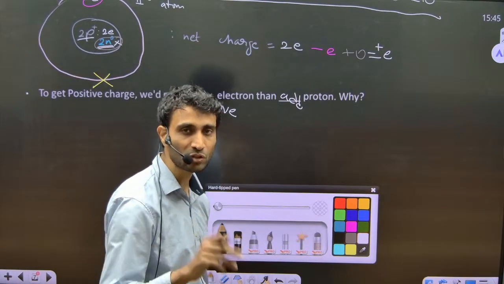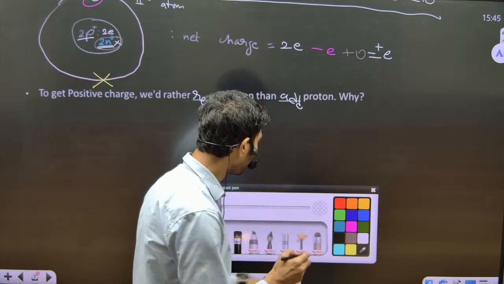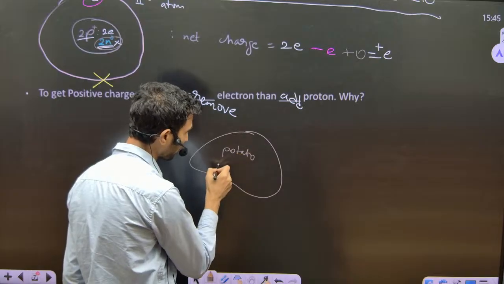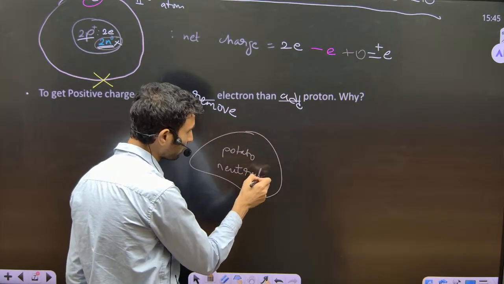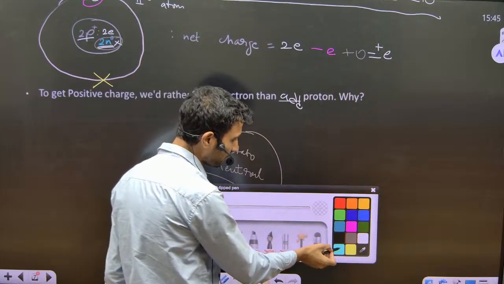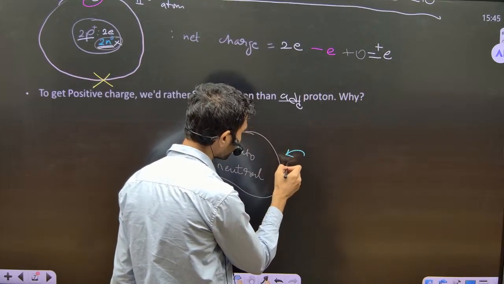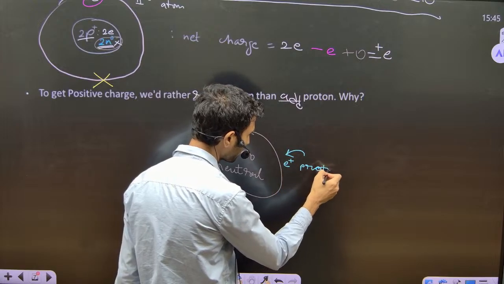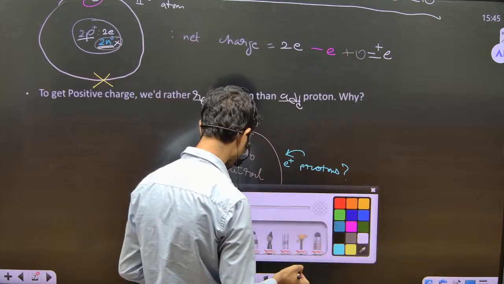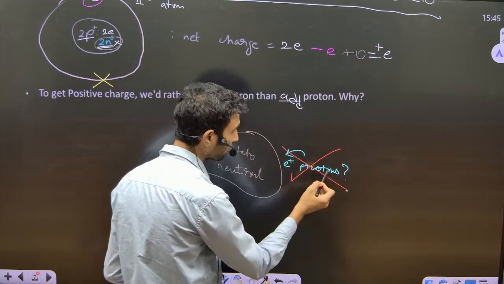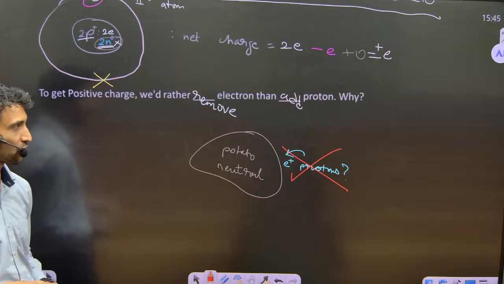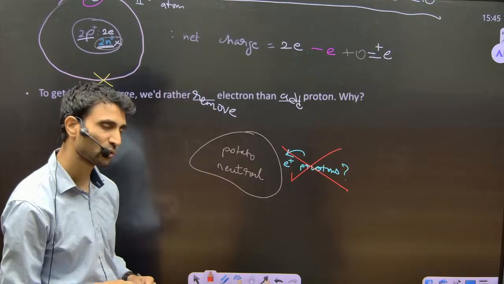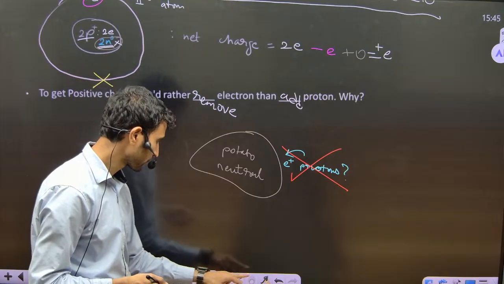See, adding protons will also solve our problem, right? Won't it? Let me explain. If you want positive charge and you have a neutral potato, we want to make it positively charged. So my proposal is, why don't we add protons? Actually, we don't do that. Why don't we do that is the question. Because adding protons will make it positive, right? And our purpose is fulfilled. But we won't do that. Why? So let's check why.